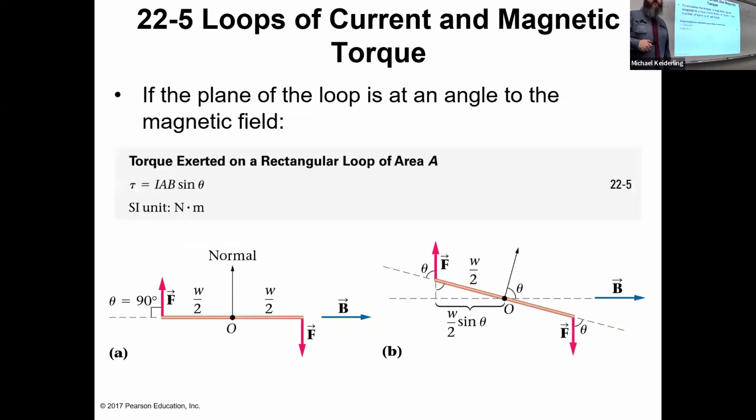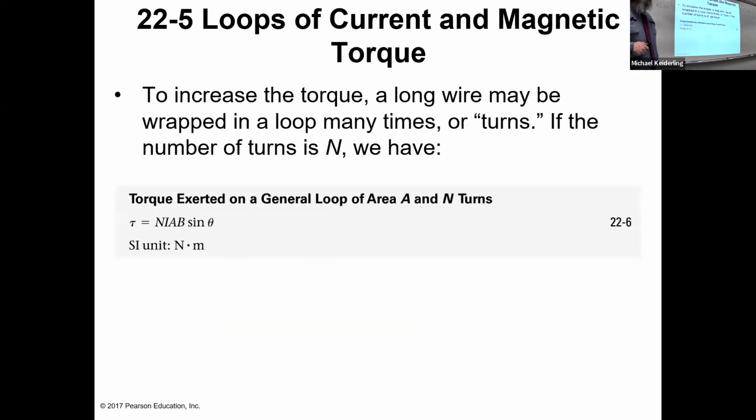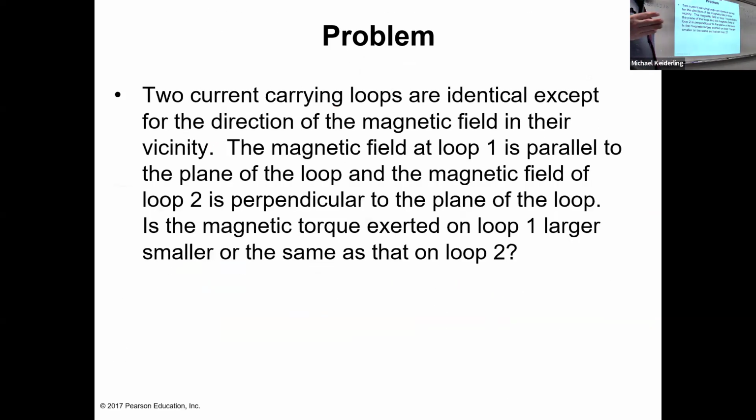And that gives you a current of 3.2 amps. So just continuing on with current loops. We have two current carrying loops that are identical except for the direction of the magnetic field in their vicinity. The magnetic field at loop 1 is parallel to the plane of the loop, and the magnetic field at loop 2 is perpendicular to the plane of the loop.